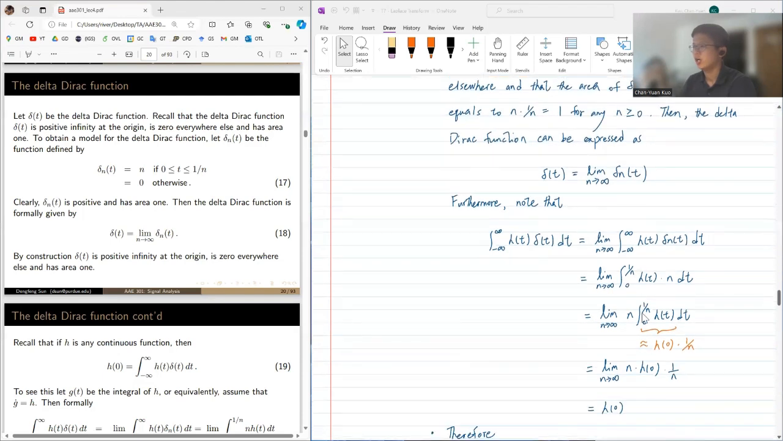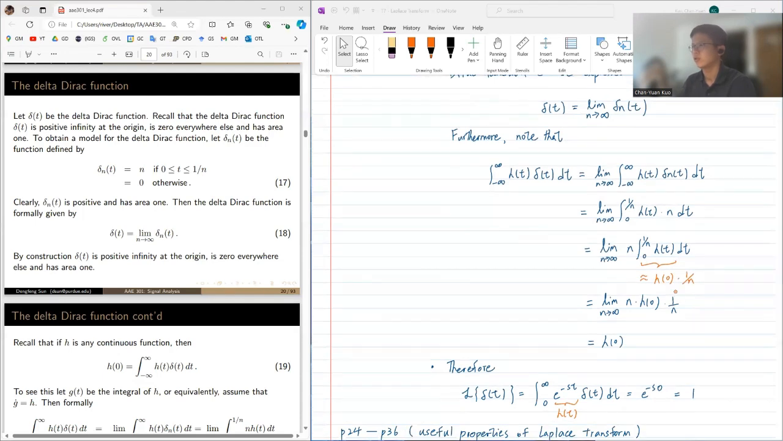Now, before I move on to talk about the derivation of the Laplace transform of the delta function, here's another property of the delta function that I would like to share with you. If you look at the area of the product of h of t and delta t, then that area will equal h of 0. And now I'm going to show you how you can derive this.